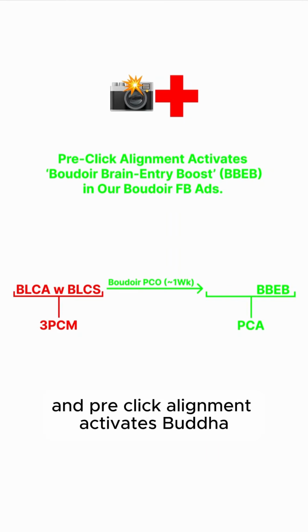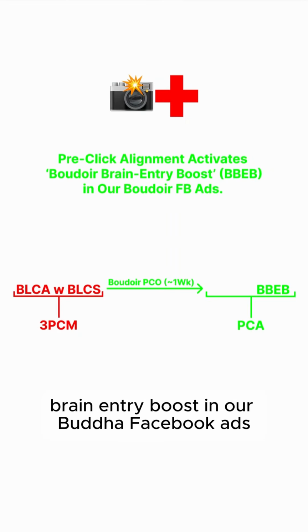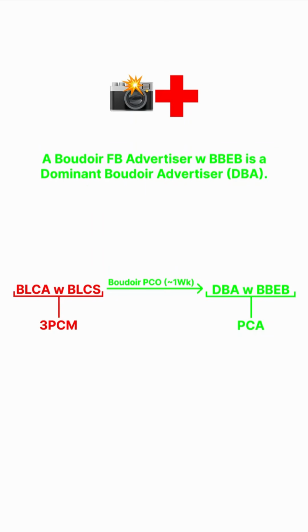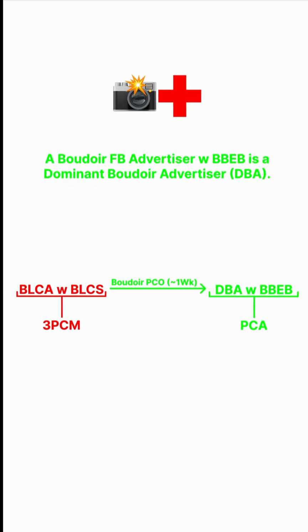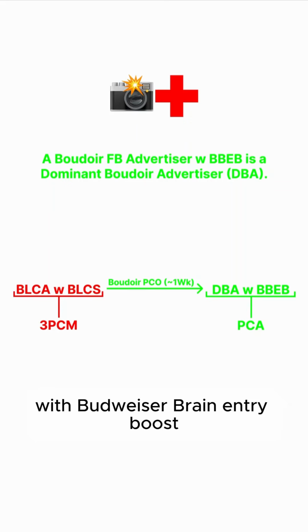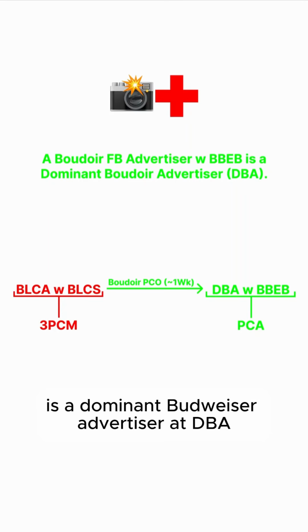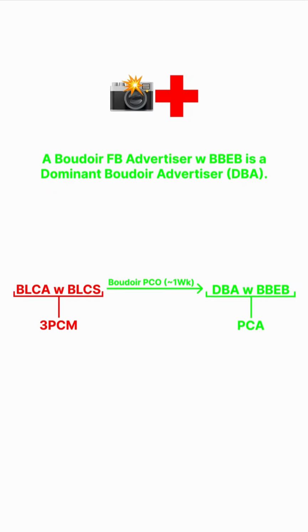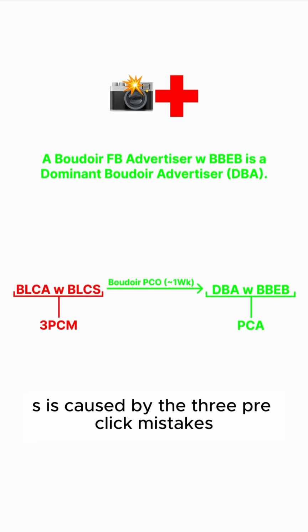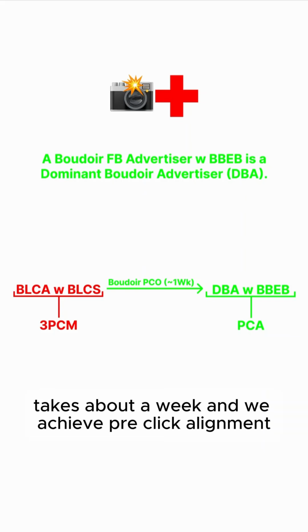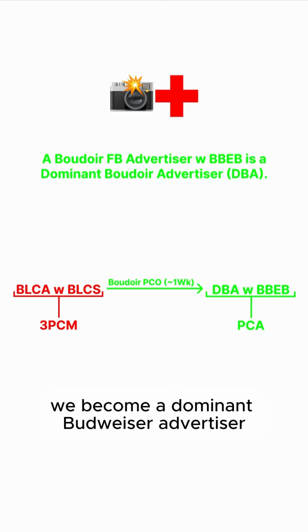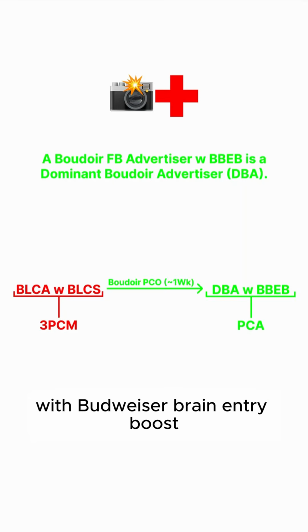And pre-click alignment activates Boudoir brain entry boost in our Boudoir Facebook ads. And this is basically, we got our unique CTR all above 6%. And a Boudoir Facebook advertiser with Boudoir brain entry boost is a dominant Boudoir advertiser, a DBA. So we got our full universe here. We got a BLCA with BLCS is caused by the 3 pre-click mistakes. That's fine, easy enough. Treated with Boudoir Pico takes about a week, and we achieve pre-click alignment. We become a dominant Boudoir advertiser with Boudoir brain entry boost.